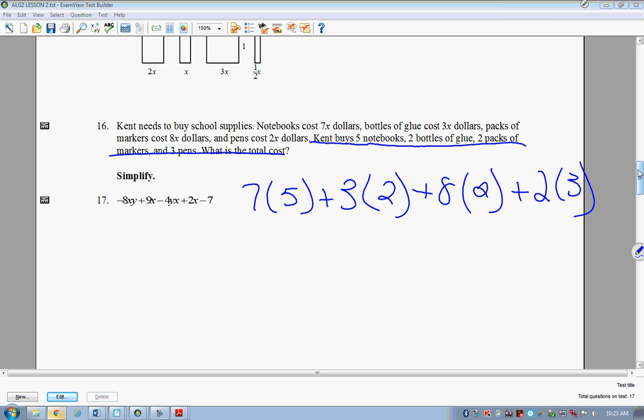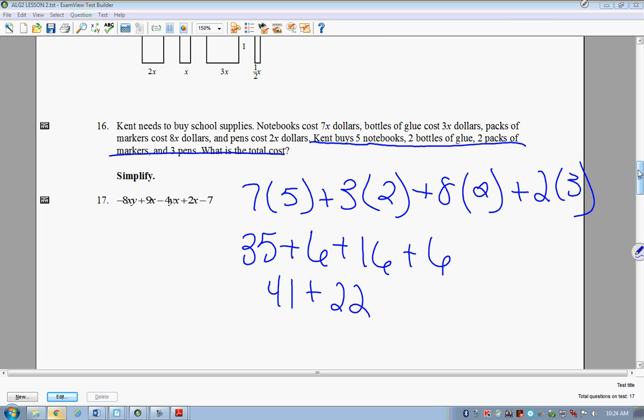We're going to combine all of that. So 7 times 5 is 35 plus 6 plus 16 plus 6. Okay? And we're going left to right. What's 35 plus 6? 41. And let's go ahead and do 16 plus 6. 22. 41 plus 22. $63. Does that help you out, Jewel? Just kind of take it one step at a time. Let's double check our answer there. $63. All right. We got time for one more question.